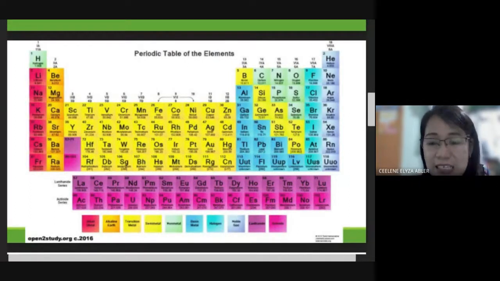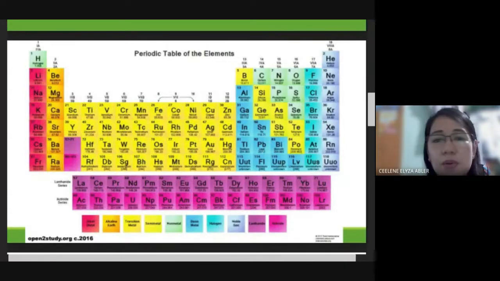Mas madali siya kumpara sa IUPAC natin, yung bago natin na notation. The new notation is actually you just have the numbers 1 until 18. Medyo hindi siya madaling i-memorize kung ano yung kanyang valences, ano yung kanyang pwedeng ipamigay, and ano yung kanyang bonding behavior. Mas madali yung old na notation actually. Yun ang mas ginagamit namin sa college, ang old na notation.